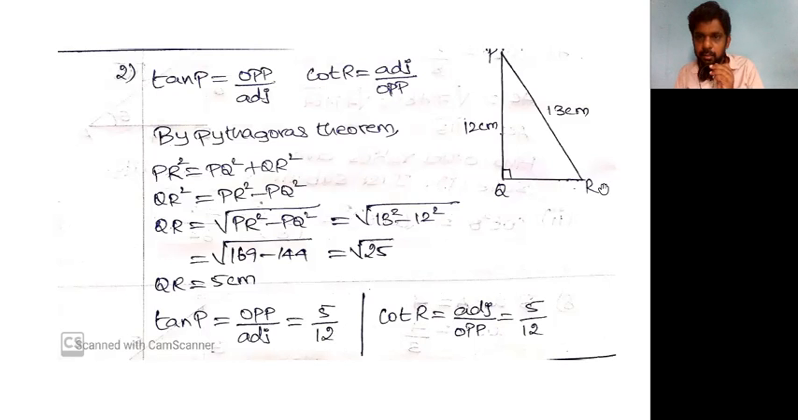Whereas cot R, we can see the angle R here. So the side which is opposite is 12 centimeter PQ, and the adjacent side is QR, which is 5 centimeter. So again we have adjacent divided by opposite, which is 5 divided by 12. So here you can see tan P is equal to cot R. This is again because these two angles are complement of each other. So this is angle P, this is angle R. Angle R is complement of angle P. So tan P will be equal to cot of its complement R. So adjacent divided by opposite, 5 by 12.